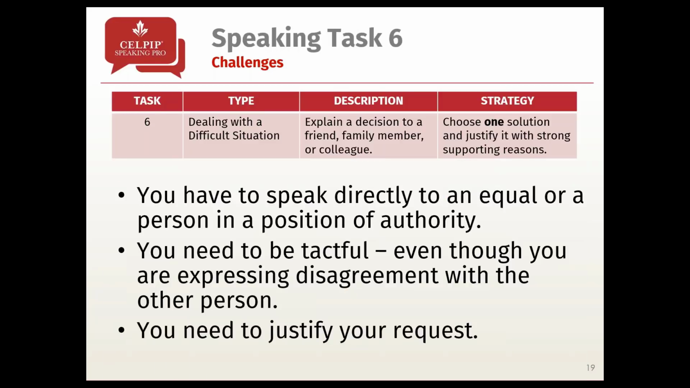So this one is tough for a few reasons. First of all, you'll find that you're going to be speaking directly to either someone who's equal to you or higher than you. And because you're ultimately disagreeing with them, you need to be very tactful. So that means that you have to be careful not to make them angry. So you need to be firm and yet understanding all at the same time. And then the other thing you need to do is come up with your own reasons to justify your position.